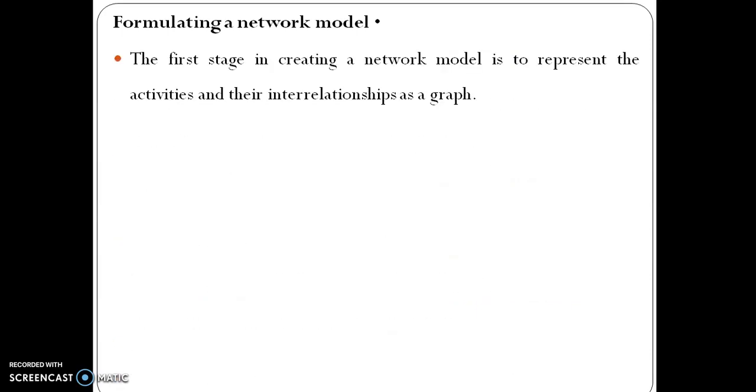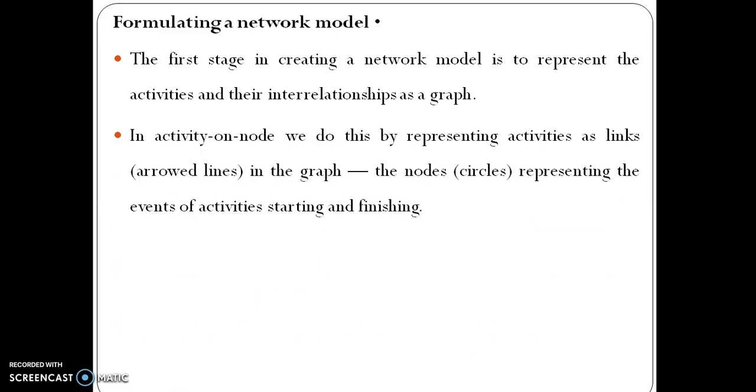Formulating network model. The first stage in creating a network model is to represent the activities and their interrelationships as a graph. In activity on arrow, we do this by representing activities as links in the graph, with the node circles representing the events of activities starting and finishing.